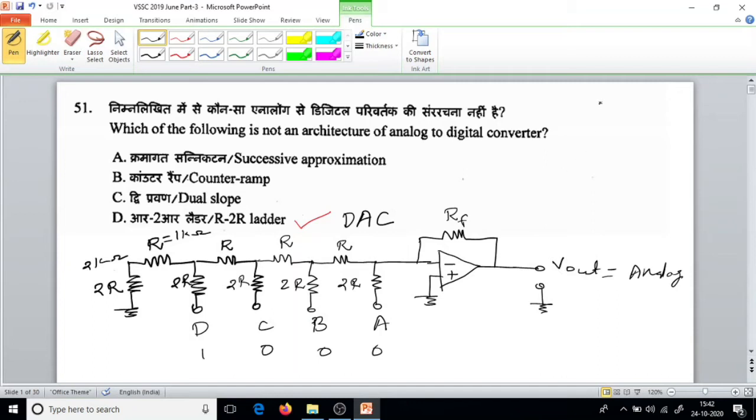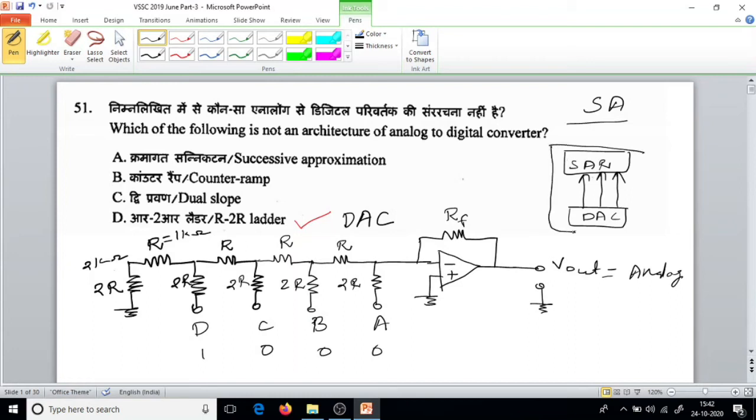Here, successive approximation will have one successive approximation register that will be fed by a DAC. So inside of this, a DAC is there, and this will have analog input and the digital output. Similarly, a counter type also will have a digital to analog converter inside.